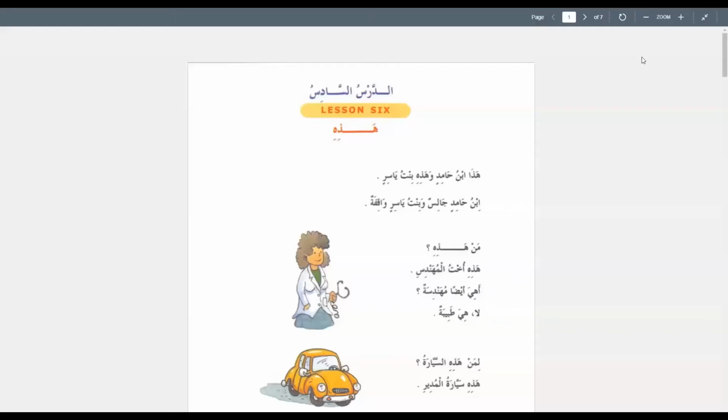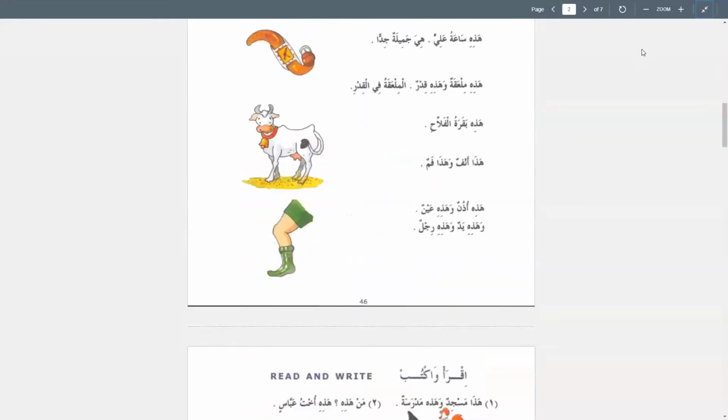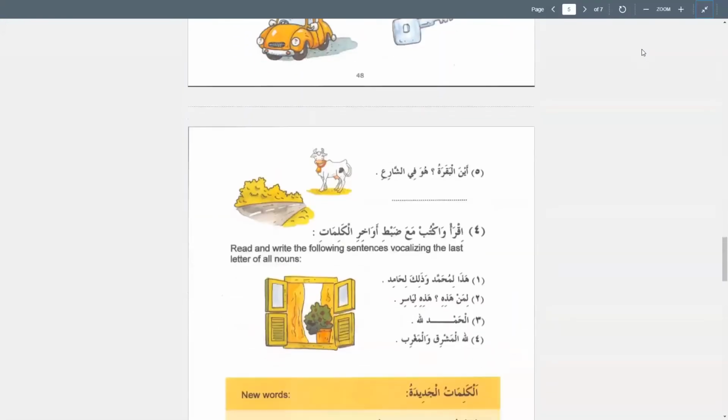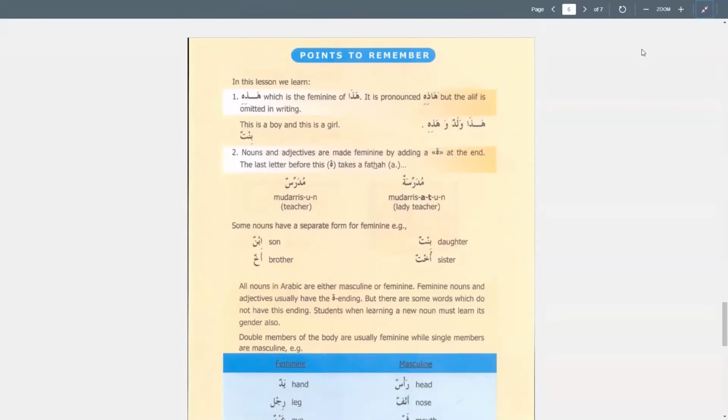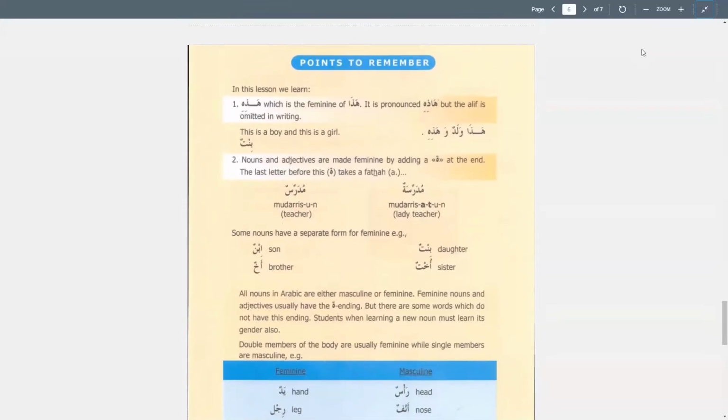Okay, so we're on Madinah Arabic chapter 6, and the focus of this chapter is hadihi. So this is kind of a review, but there'll be some new things here. Hadihi, of course, means this, and it is the feminine form of hada. So we're going to start with just some grammar points first.